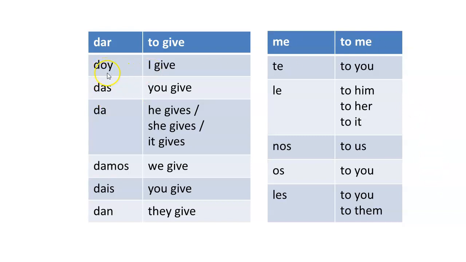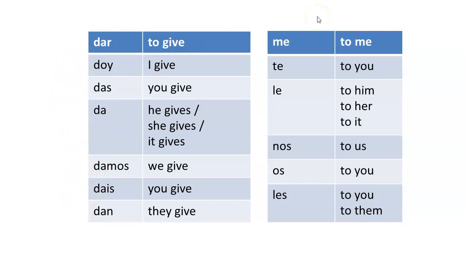Doy, I give. Das, you give. Da can mean he gives, she gives, or it gives. Damos, we give. Dais, you give. This is the vosotros form that is used primarily in Spain. Dan, they give. Either ellos dan or ellas dan. Okay, so you have to have this memorized. Doy, das, da, damos, dais, dan.